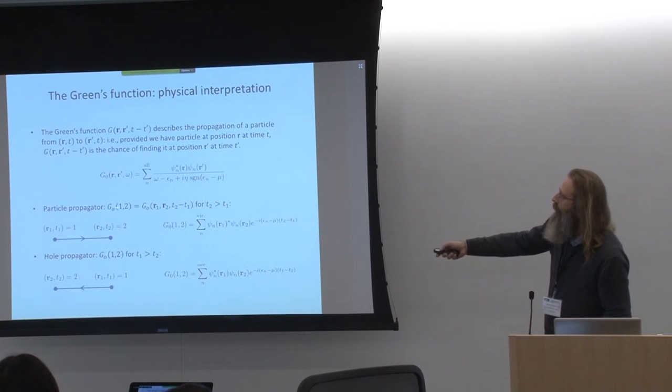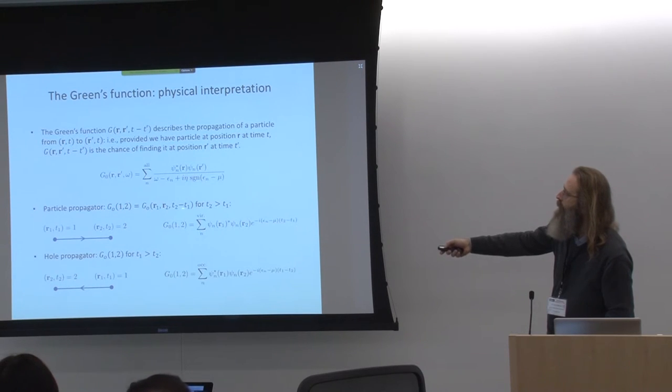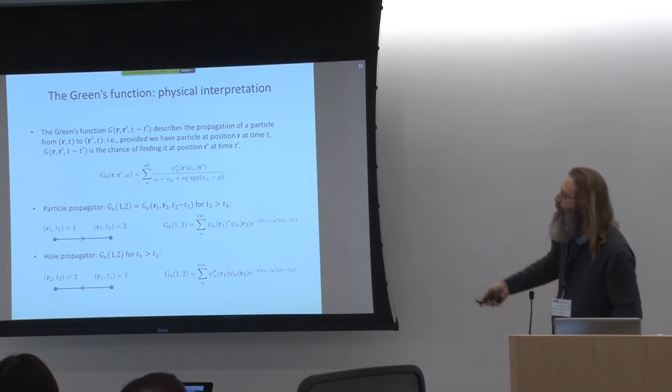So this is a little shorthand for this. So 1 and 2 means r1 and t1, and r2 and t2.